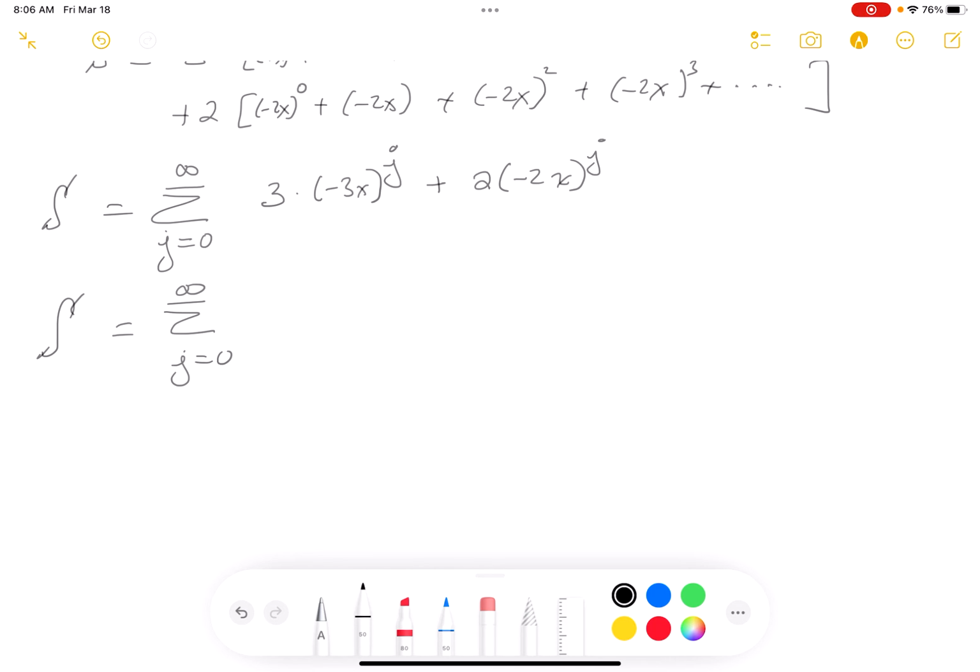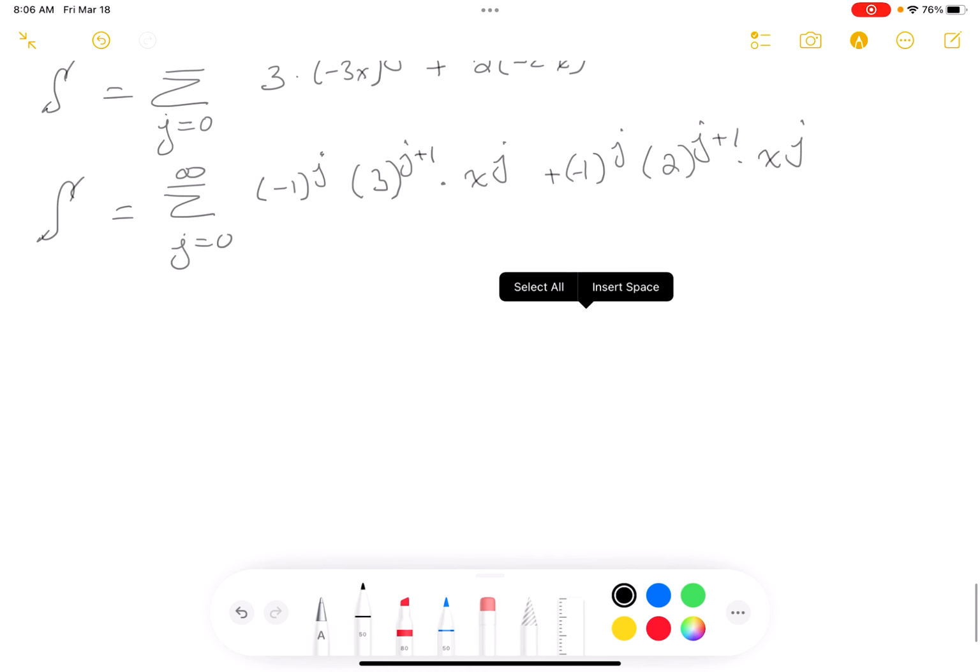So I'm going to say, let's see. I got to be careful here, right? So I definitely see an alternating pattern. I'll just put this as minus 1 to the j. I got that covered. And then it's going to be 3 to the j plus 1 times x to the j. Let's put the next one down. That's going to be minus 1. Whoops, I'm sorry, plus minus 1 to the j. I see that. And then I see 2 to the j plus 1 and x to the j. Again, it just doesn't look right. I'm going to keep working on it.